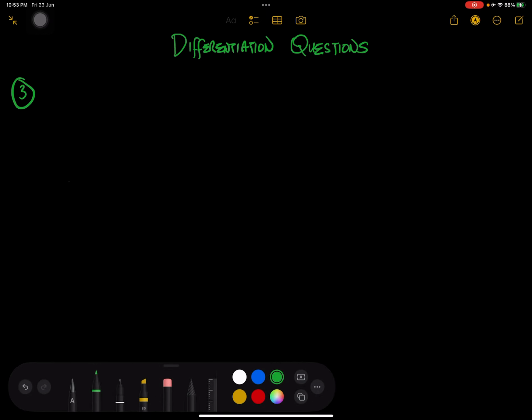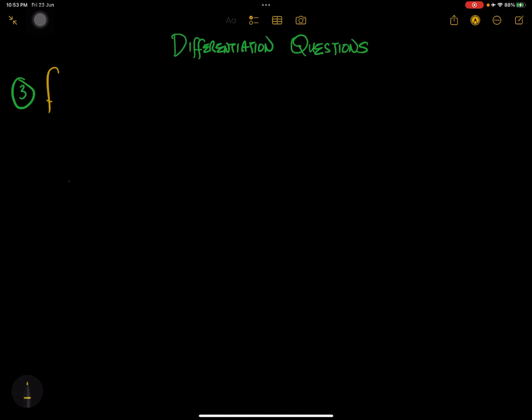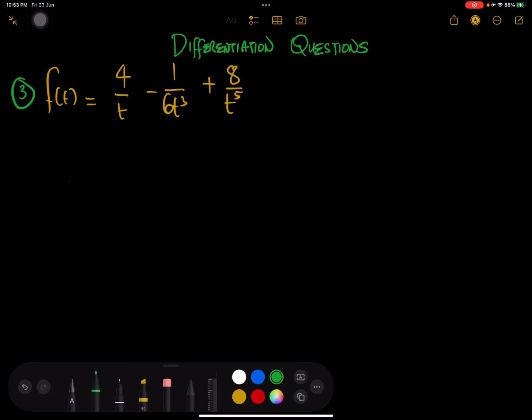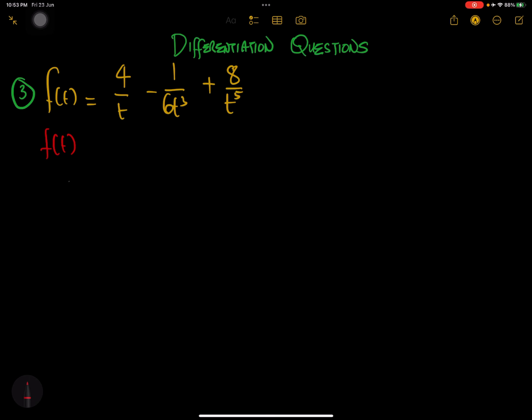Let's imagine we have f of t is equal to 4 divided by t minus 1 over 1 divided by 6t cubed plus 8 divided by t to the power of half. Now we can rewrite this as f of t is equal to 4 multiplied by t to the power negative 1.